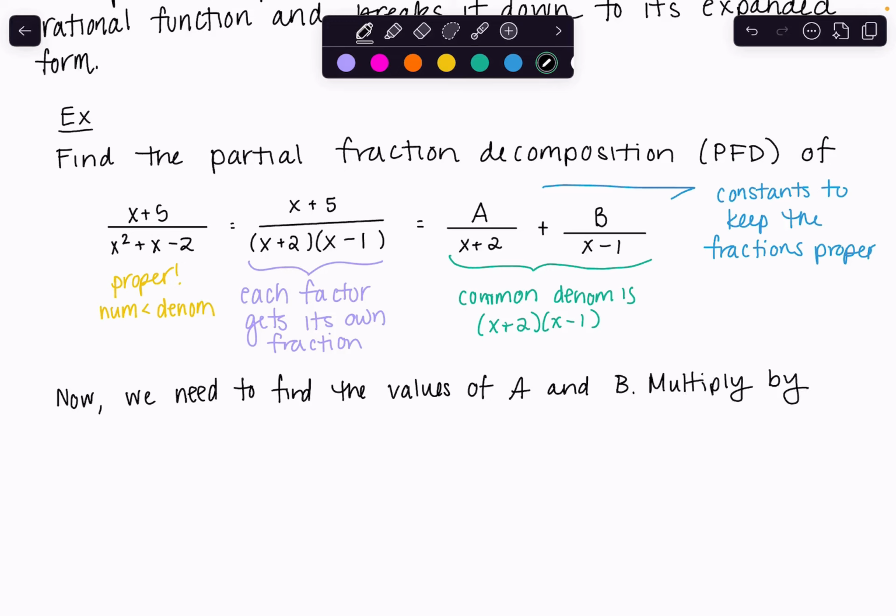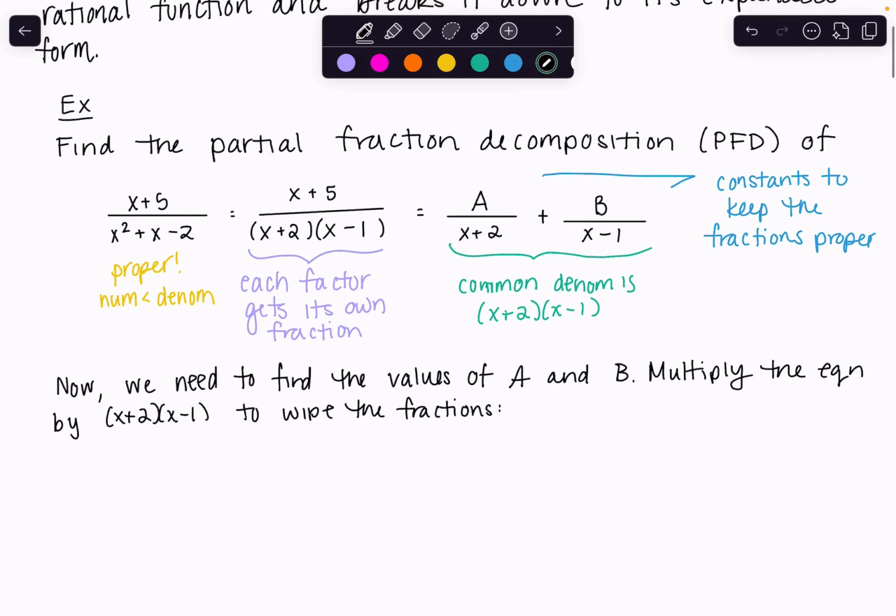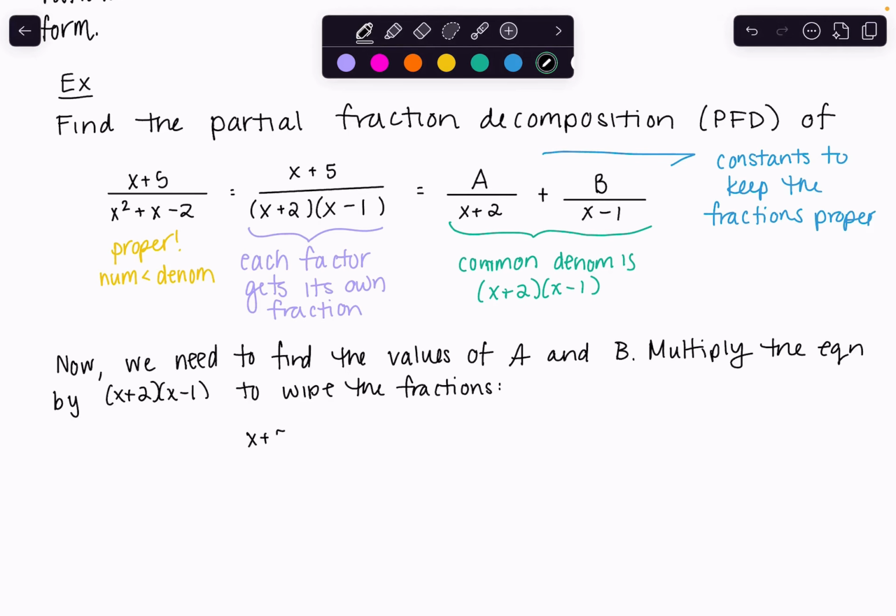So we're going to multiply the equation by x plus 2 and x minus 1 to wipe the fractions. Okay. So again, what I currently have is x plus 5 divided by x plus 2, x minus 1 is broken down, 2 factors in the bottom. I have 2 fractions. Each factor gets its own denominator.